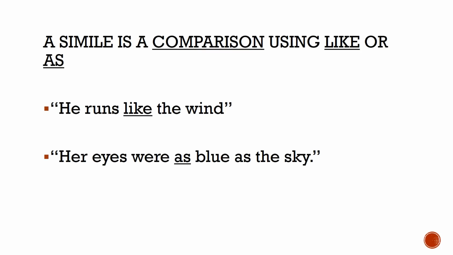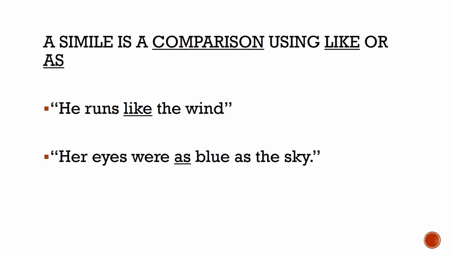Now, I'm sure you're wondering what the answer to this question is. What is a simile? So let's talk about what does the word simile even mean. A simile is a comparison using the words like or as to compare two things to each other. One example of a simile is he runs like the wind. As you notice, that simile uses the word like to compare the boy running to the wind.